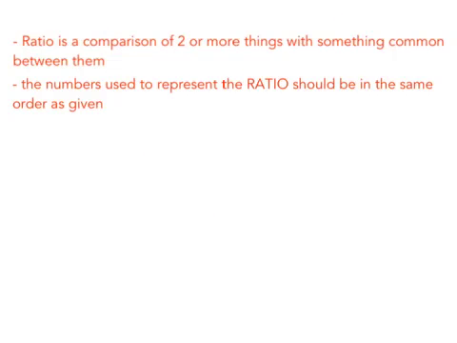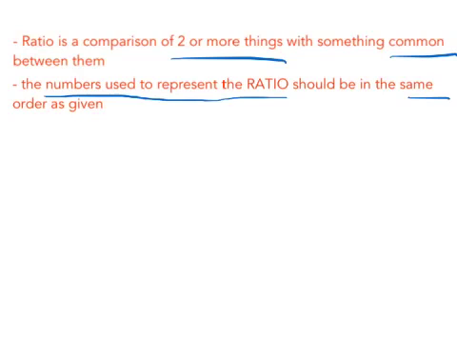To sum up what we have learned so far, ratio is a comparison of 2 or more things with something common between them. Secondly, the numbers used to represent the ratio should be in the same order as given in the story.